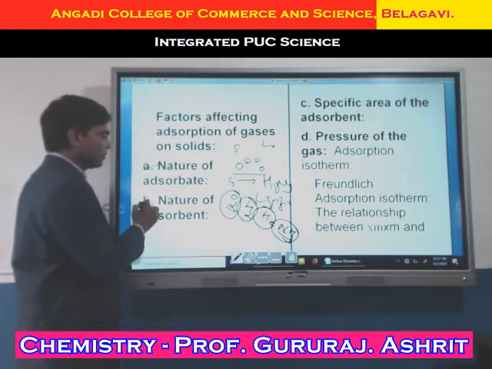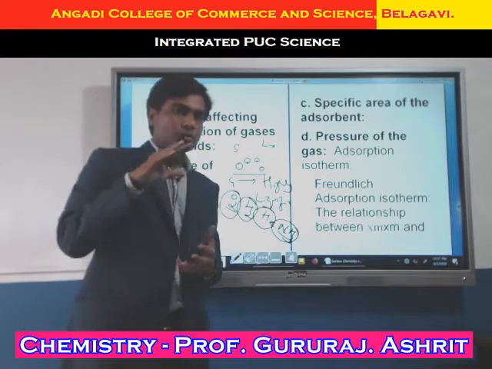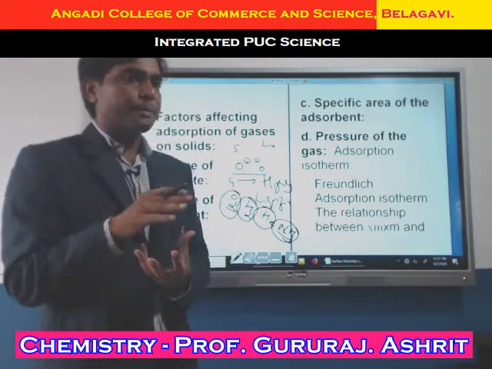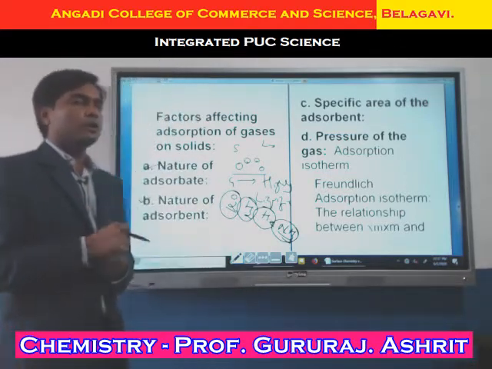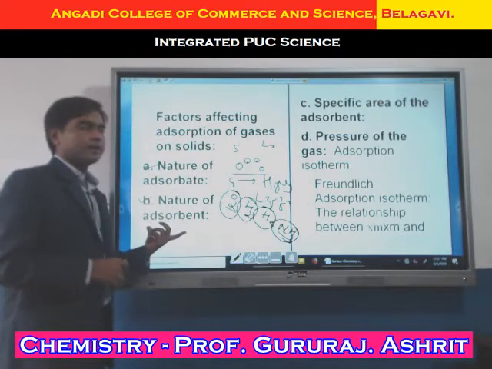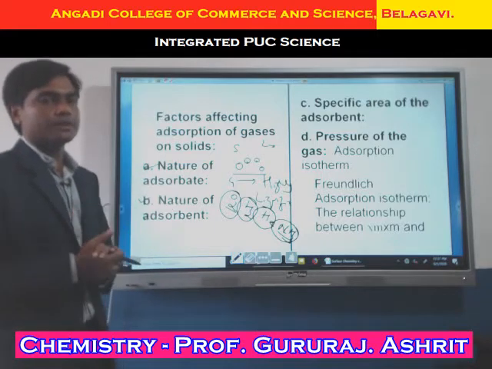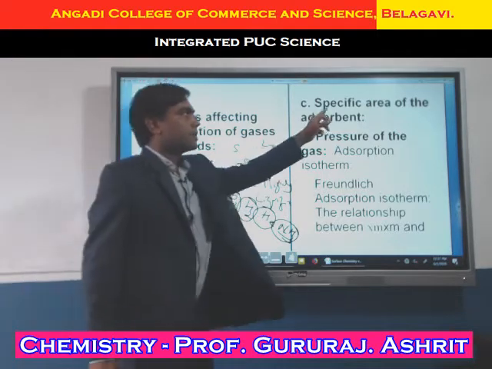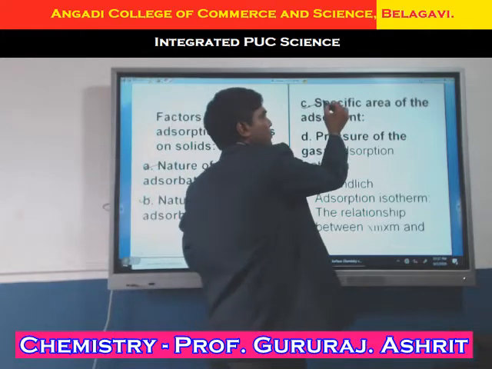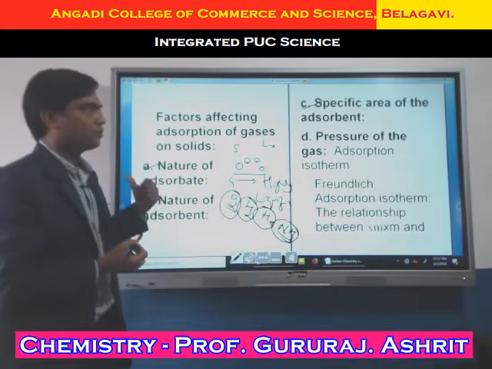Okay. Next one, we move towards the second point, nature of the adsorbent. Now we have discussed the adsorbate. The adsorbent is either a solid or a liquid. So only one point you can remember: if it is a solid, it should be finely powdered and it should have a large surface area. Okay. Next, specific area of the adsorbent. I already discussed here. Specific area or surface area should be more.